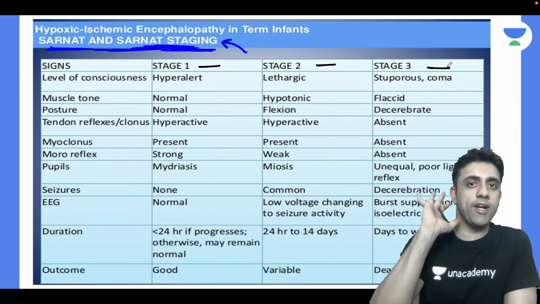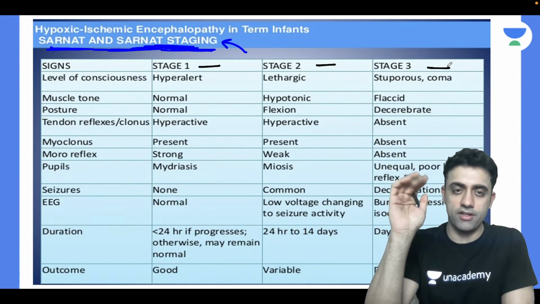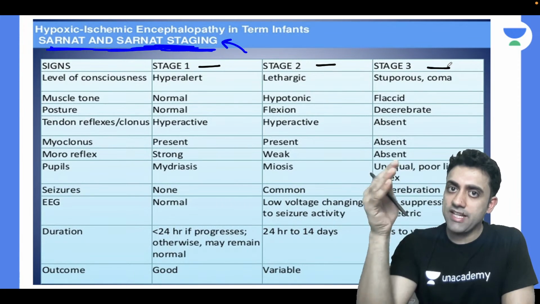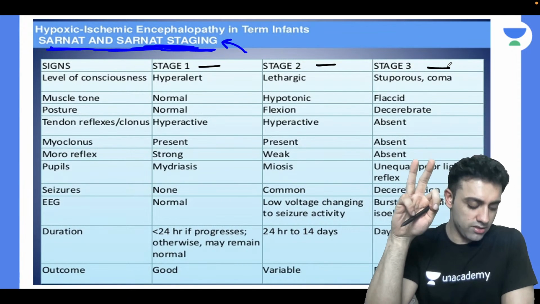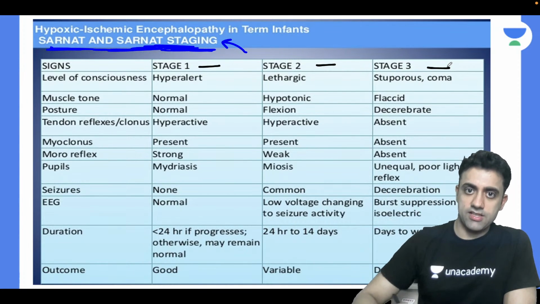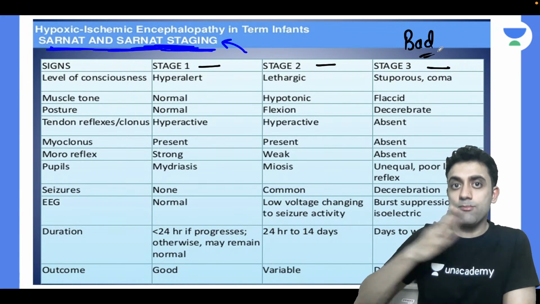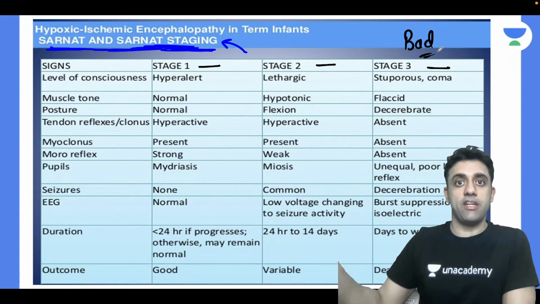Sir, tell me 5 points which I should remember for the PG exam. Just tell me what is important for the exam. Number one, they will ask you how many stages are there. There are 3 stages: Stage 1, Stage 2, Stage 3. Stage 3 is very bad, like mild, moderate, severe. Bad, very bad, like that.